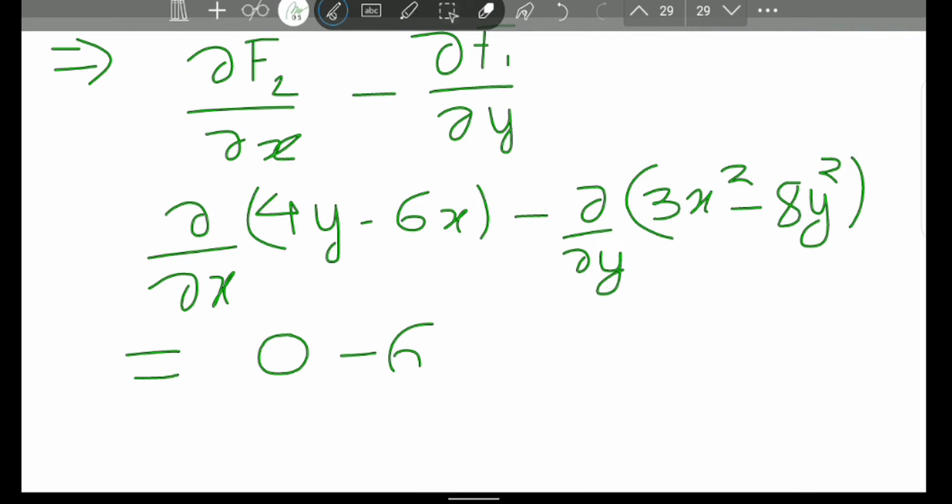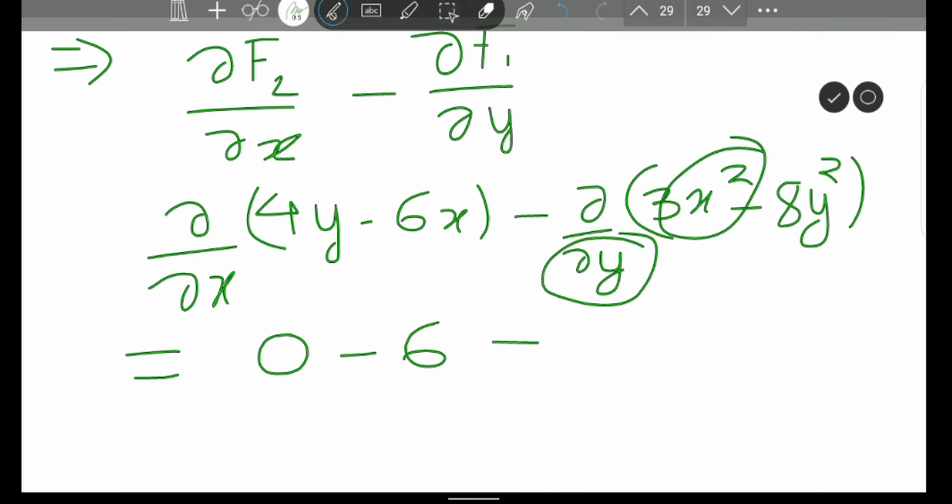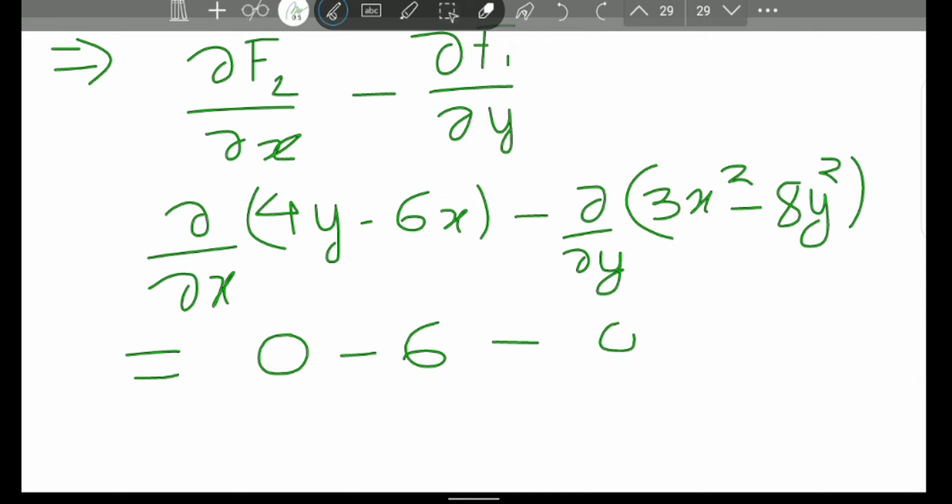Now, del x of x is 1. So, we are left out with minus 6, minus del y of 3x square. Again, we are differentiating partially with respect to y, and so we'll treat x square to be a constant. So del y of 3x square is 0, and negative will make it positive. 8 is a constant. Del y of 8y square, and that means 8 is a constant, and del y of y square is just 2y. 8 into 2y.